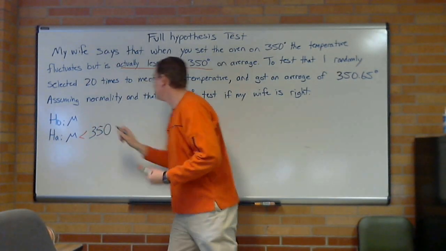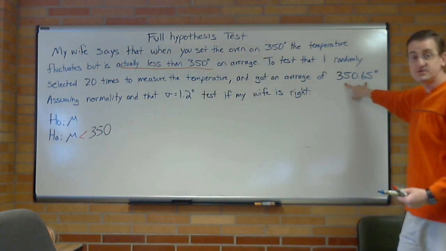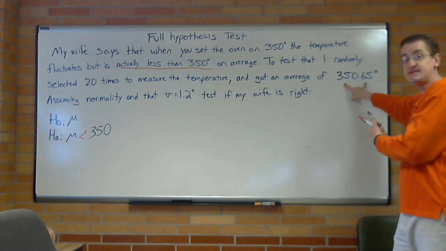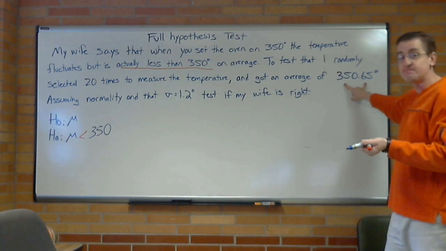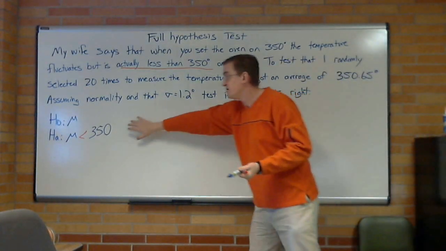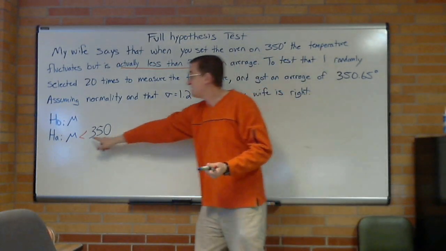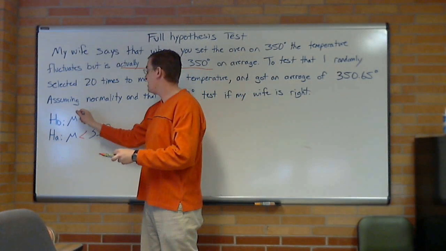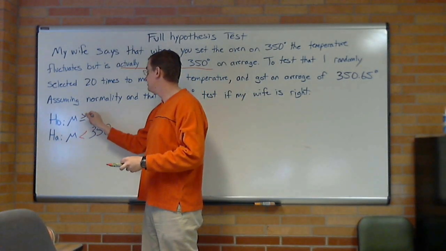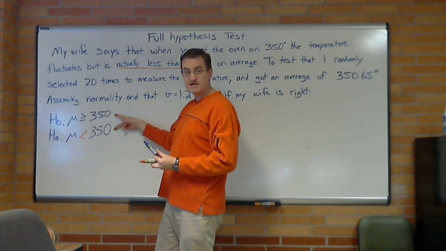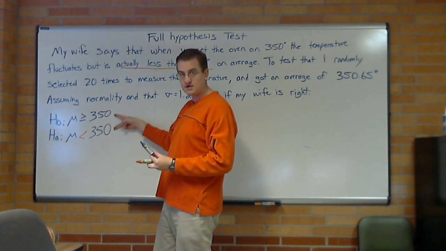Notice I'm not using the 350.65 in my hypothesis. That came from my data. This is a random value that would change every time we did this experiment. And so this is a statistic. We want to put parameters here. Now that I know my alternative is less than, I can fill in the null, which is the opposite. It's a greater than or equal to, and 350. These numbers always match. If they don't match, you've messed up.